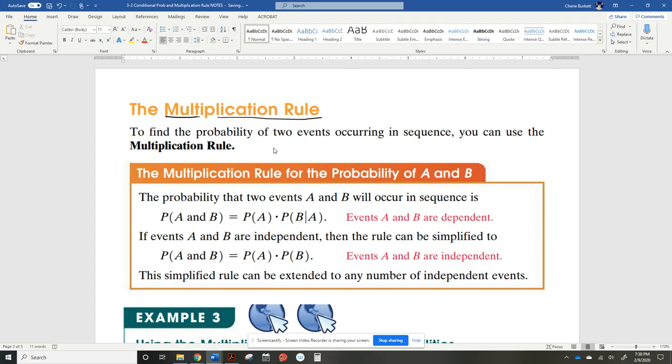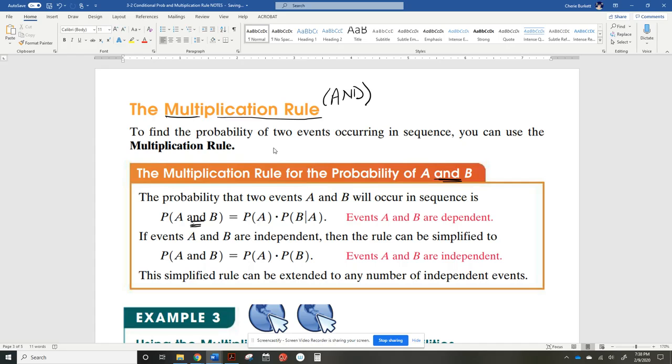Multiplication rule goes with the and. Okay, so multiplication rule is going to be when we're doing two things. This and this are happening. And again, finding the probability of A and B happening is not the same thing as conditional probability. So conditional probability was the first thing that we're learning today. This probability of A and B is the second thing that we're learning today.